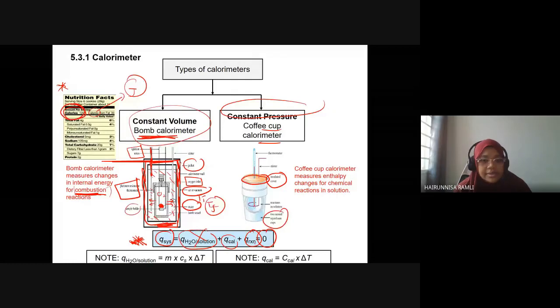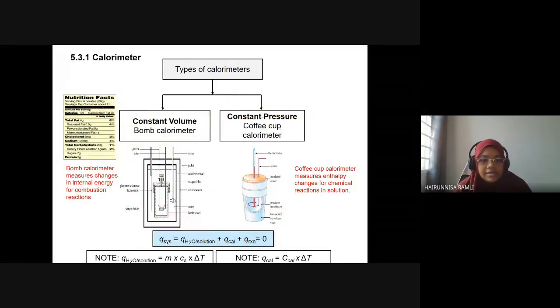Or sometimes, it could be that the solution is there but the calorimeter is not. So you can just assume in the system you have solution and reaction. Logik ke reaction tak ada? Tak logik lah. Reaction tu yang you nak buat reaction kan. So of course this reaction sebenarnya yang you nak cari. Okay, nanti pada bila you pergi pada solving problem, you akan faham lah apa yang saya cakap ni.